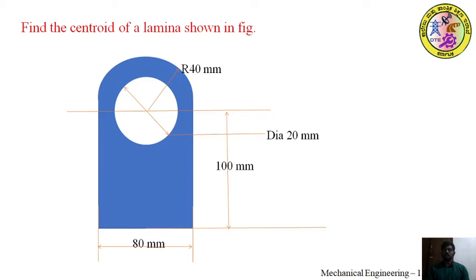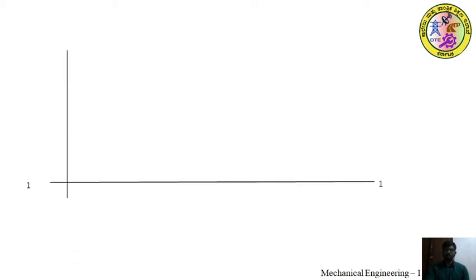the shown figure. I'll explain step by step. You can see that this lamina includes three shapes. The first one is a rectangle, and the second and third are a semicircle and a circle. One is the axis of reference.